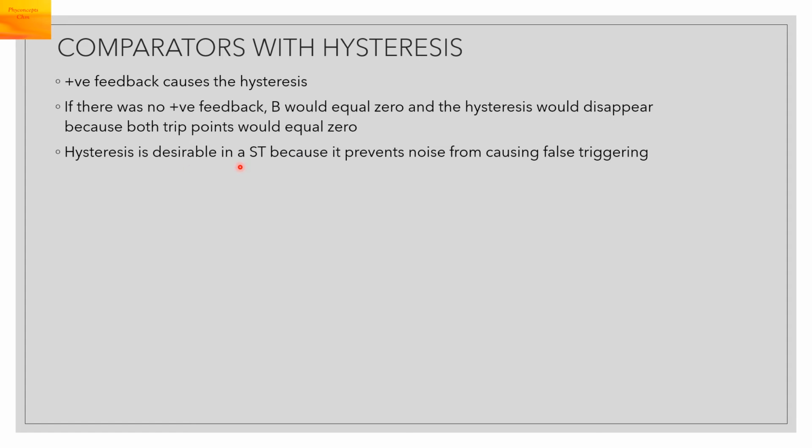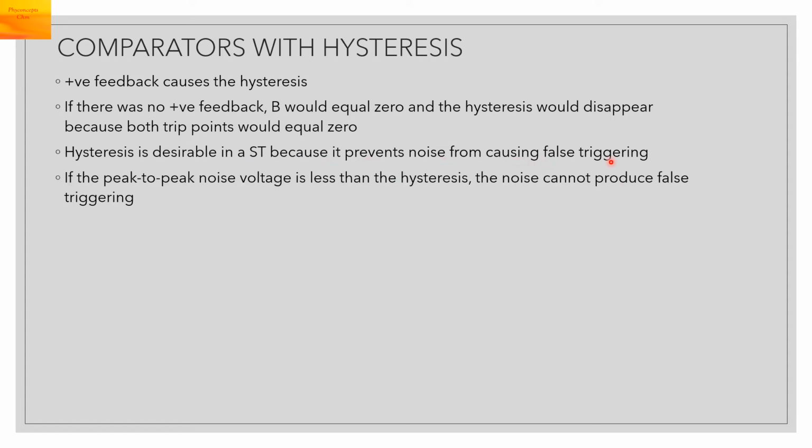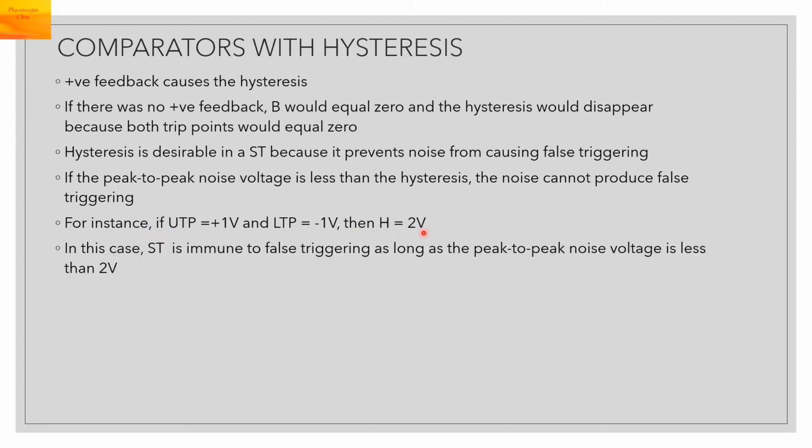Hysteresis is desirable in a Schmitt trigger because it prevents noise from causing false triggering. If the peak-to-peak noise voltage is less than the hysteresis, the noise cannot produce false triggering. For instance, if UTP is plus 1 and LTP is minus 1, then the hysteresis is 2 volts. In this case, the Schmitt trigger is immune to false triggering as long as the peak-to-peak noise voltage is less than 2 volts.